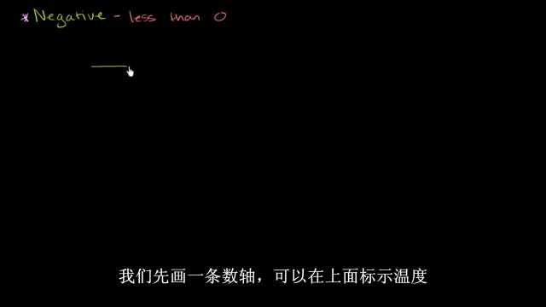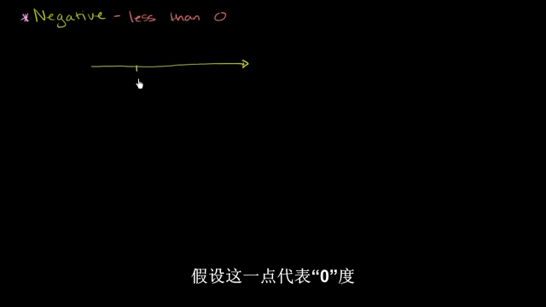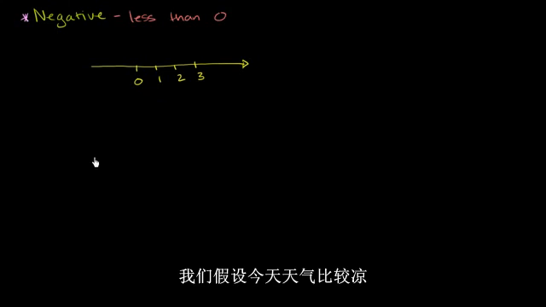If we're measuring the temperature, it could be in Celsius or Fahrenheit. Let's say we're measuring it in Celsius. Let me draw a little scale that we can measure the temperature on. Let's say this is 0 degrees Celsius. That is 1 degree Celsius, 2 degrees Celsius, 3 degrees Celsius. Now, let's say it's a pretty chilly day, and it's currently 3 degrees Celsius.